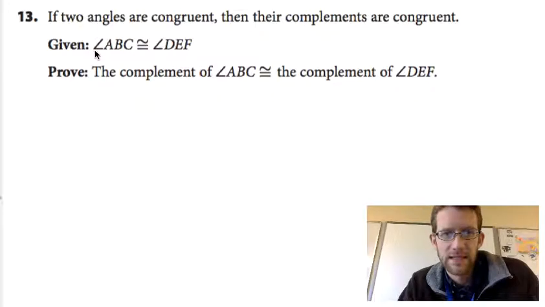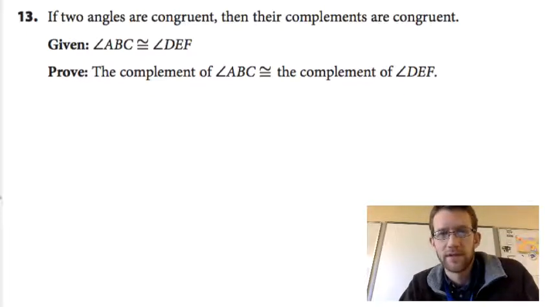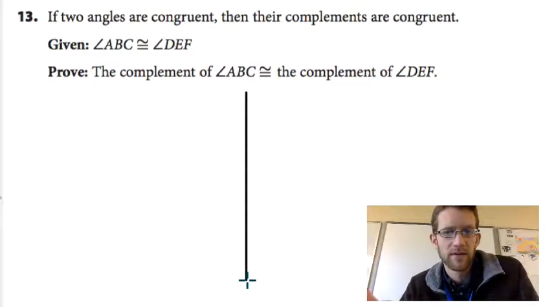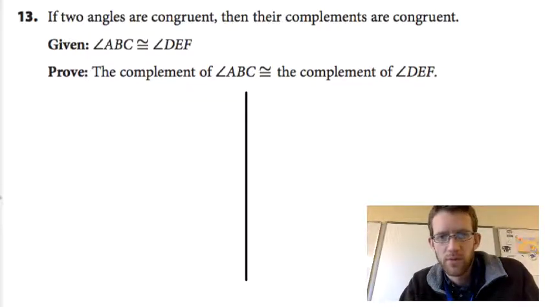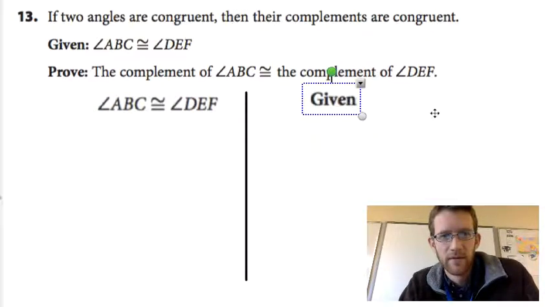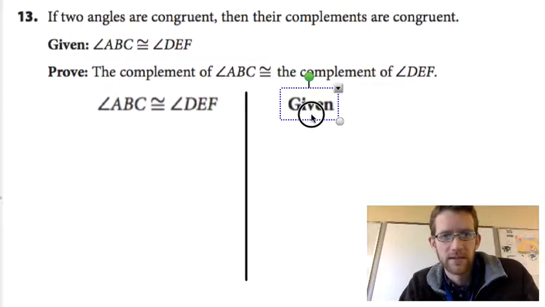The given is angle ABC is congruent to angle DEF, so we need to prove that the complement of angle ABC is congruent to the complement of DEF. So the first way we start any proof, we're just going to put a line down the middle. Statements on the left, reasons on the right. The first statement should be pretty doable. That's simply our given. Our reason for that also should be pretty obvious. It's given, right?